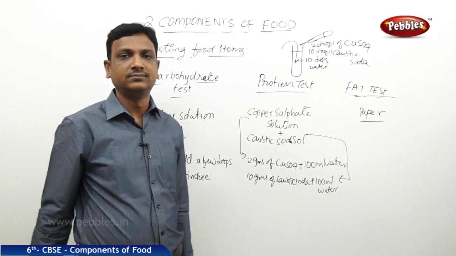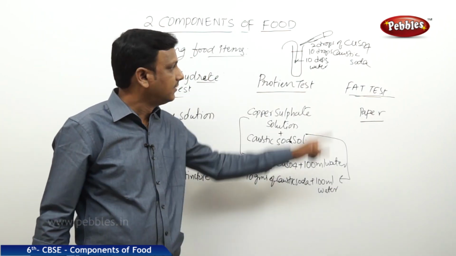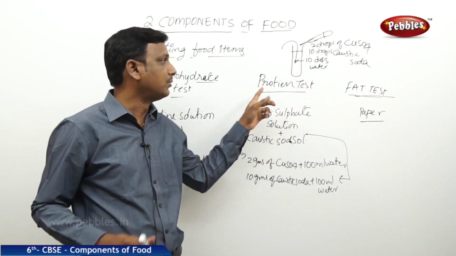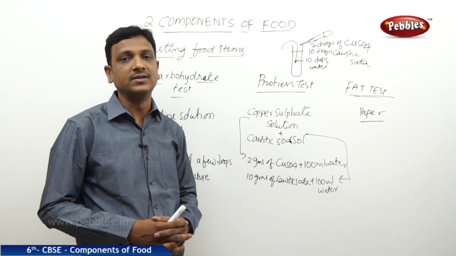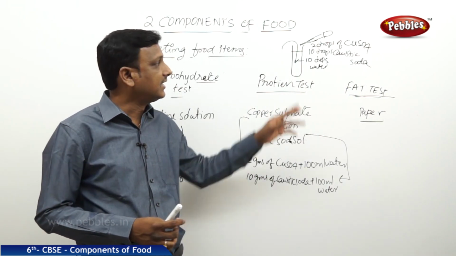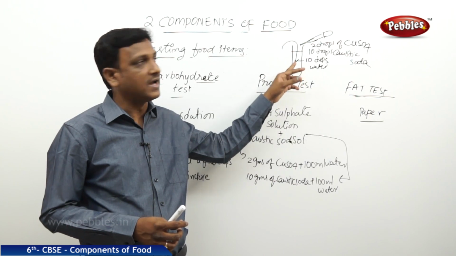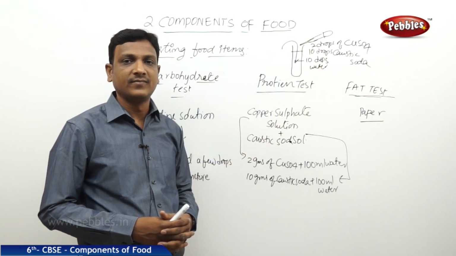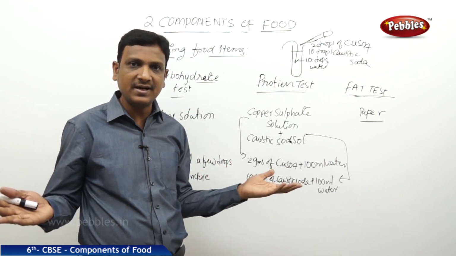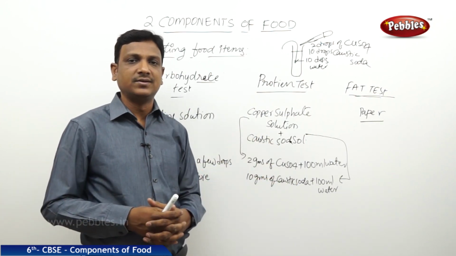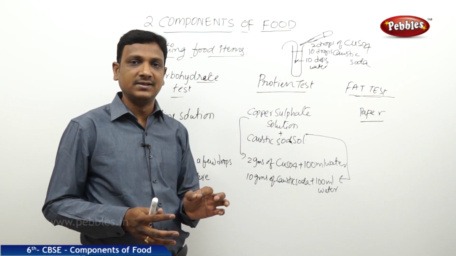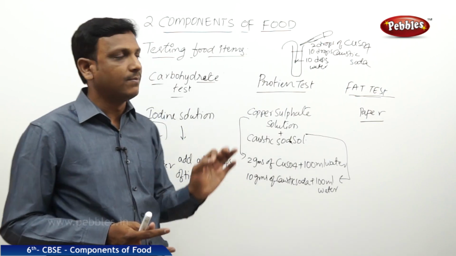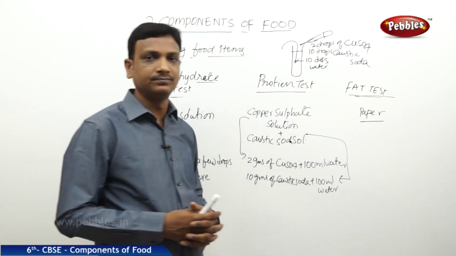and shake it. If the contents in the test tube turn violet in color, it shows the presence of protein. Protein is present when the color changes to violet after adding copper sulfate solution and caustic soda. If there is no color change, then there is no protein. So in this way you can identify the presence of protein in the food item by doing this protein test.